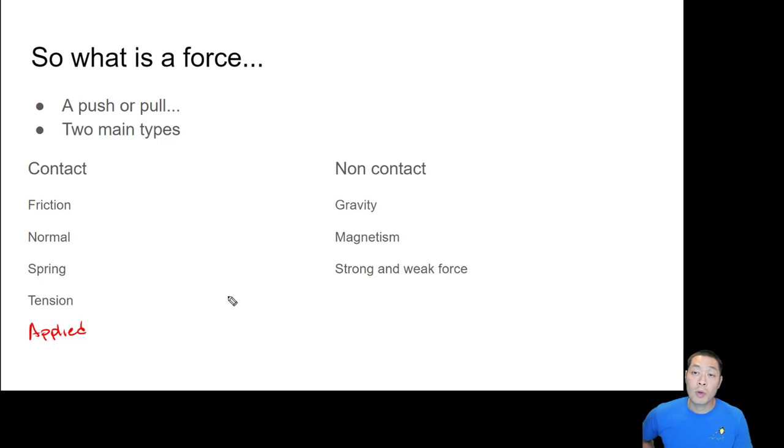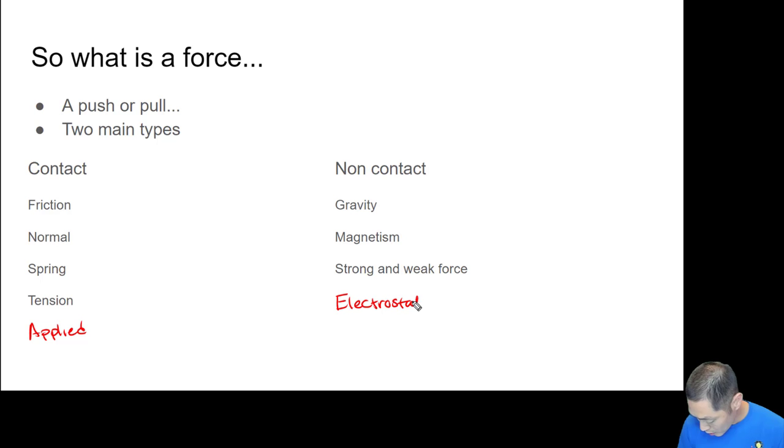We have other forces which are non-contact: gravity, magnetism, strong and weak forces, and electrostatic, which I'll add right here. These are forces that you actually don't need to touch the object for. They could go through a medium or the lack of one and still work. That's important because gravity goes through no medium. You don't need air for it to work. It's going to pull, and that's what keeps us on Earth, but it also keeps the Earth in orbit around the sun.